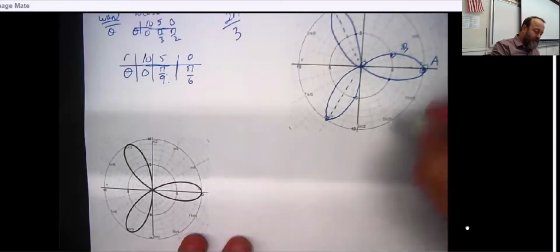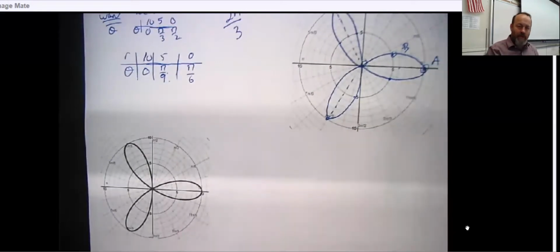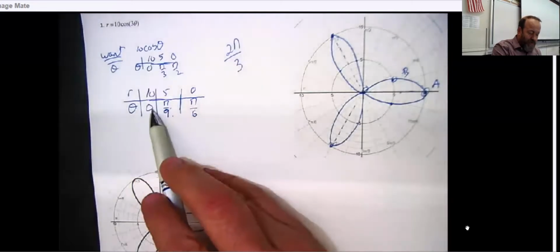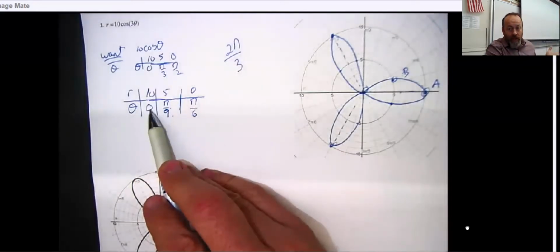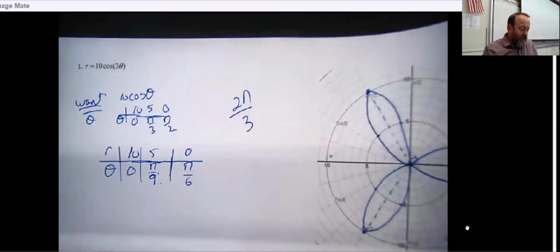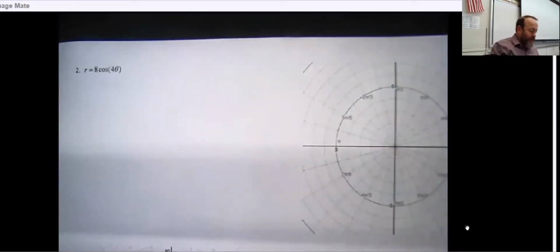You'll notice that this has a leaf right here at the origin because you take 10 times 0, and if you divide 0 by anything, you keep 0. So on my second one, I decided to go a little harder. This time we're going to go to 4 theta again.